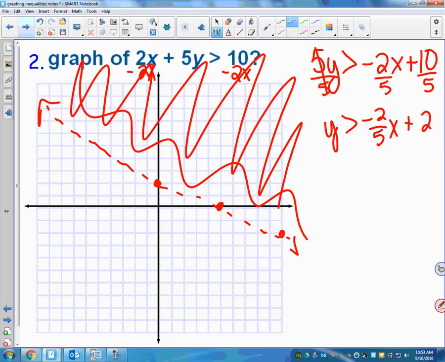Isn't this a positive 10? Right? Like, you just got to make sure you keep your sign straight. The 2 is negative, but the 10 is positive. So you just really got to watch those negative signs.